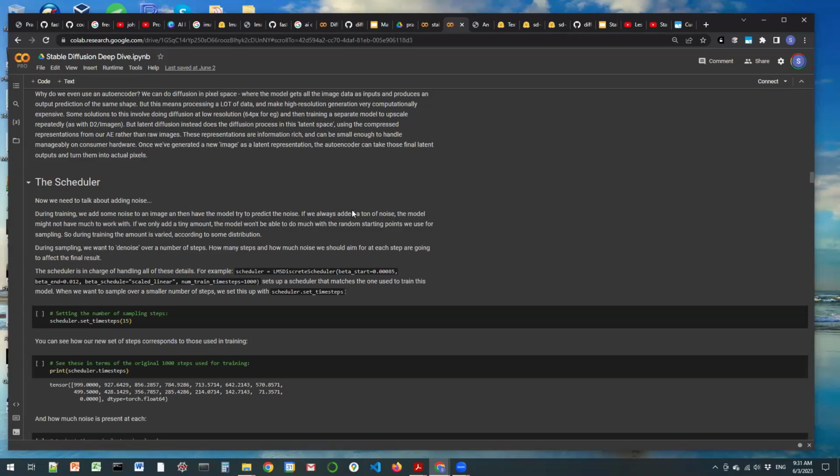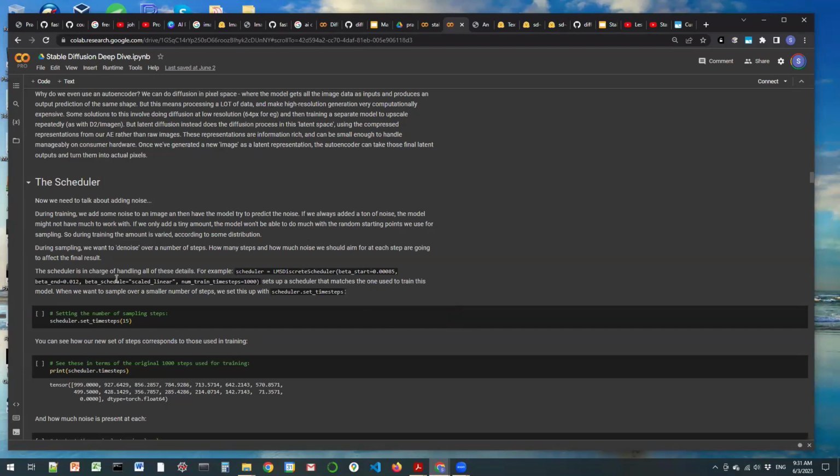So if we always added a ton of noise, the model might not have much to work with. If we only add a tiny amount, it won't be able to do much with a random starting point. So what we do is it's varied, but it's not varied randomly, it's varied according to some distribution. That distribution is what the scheduler controls, right? So the scheduler handles all of these details.